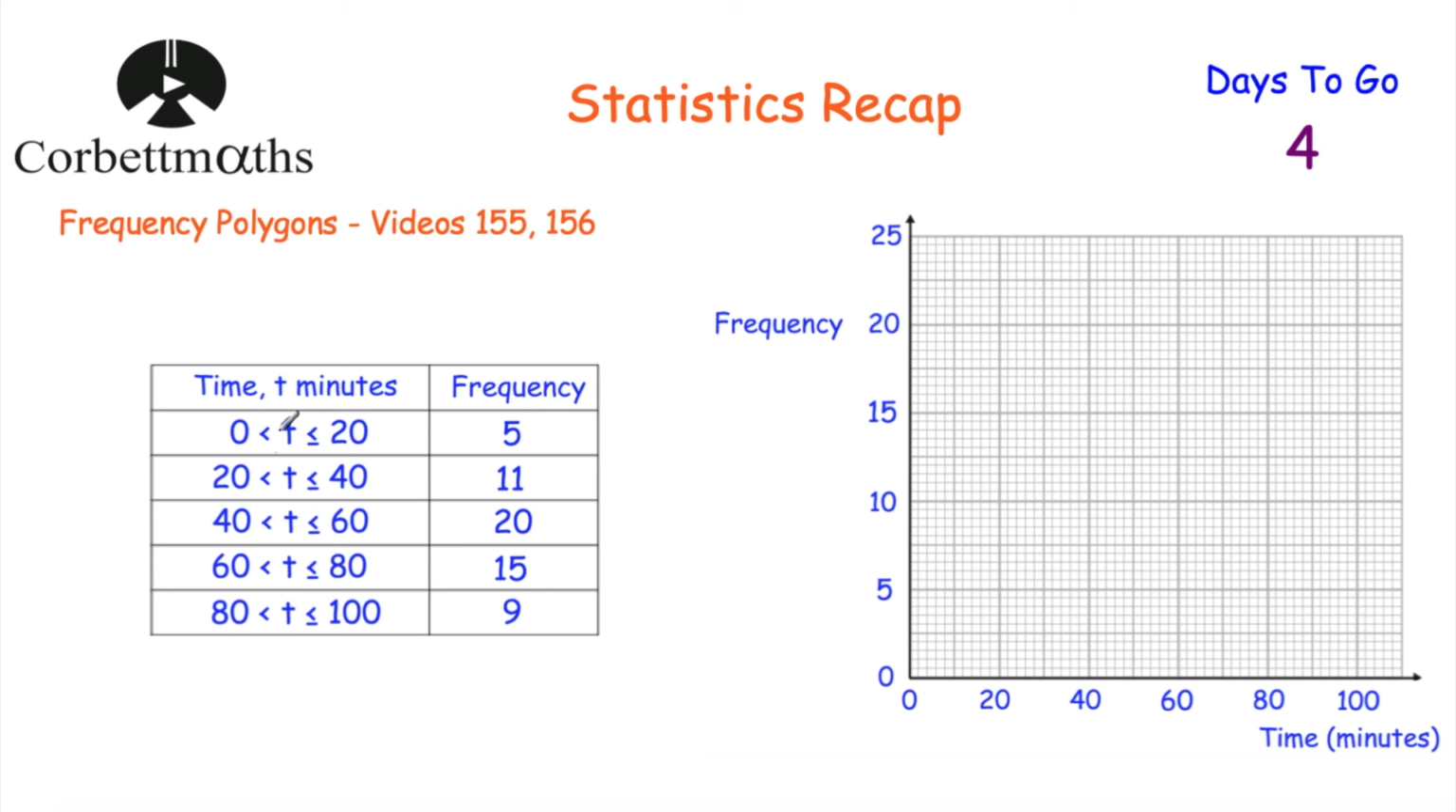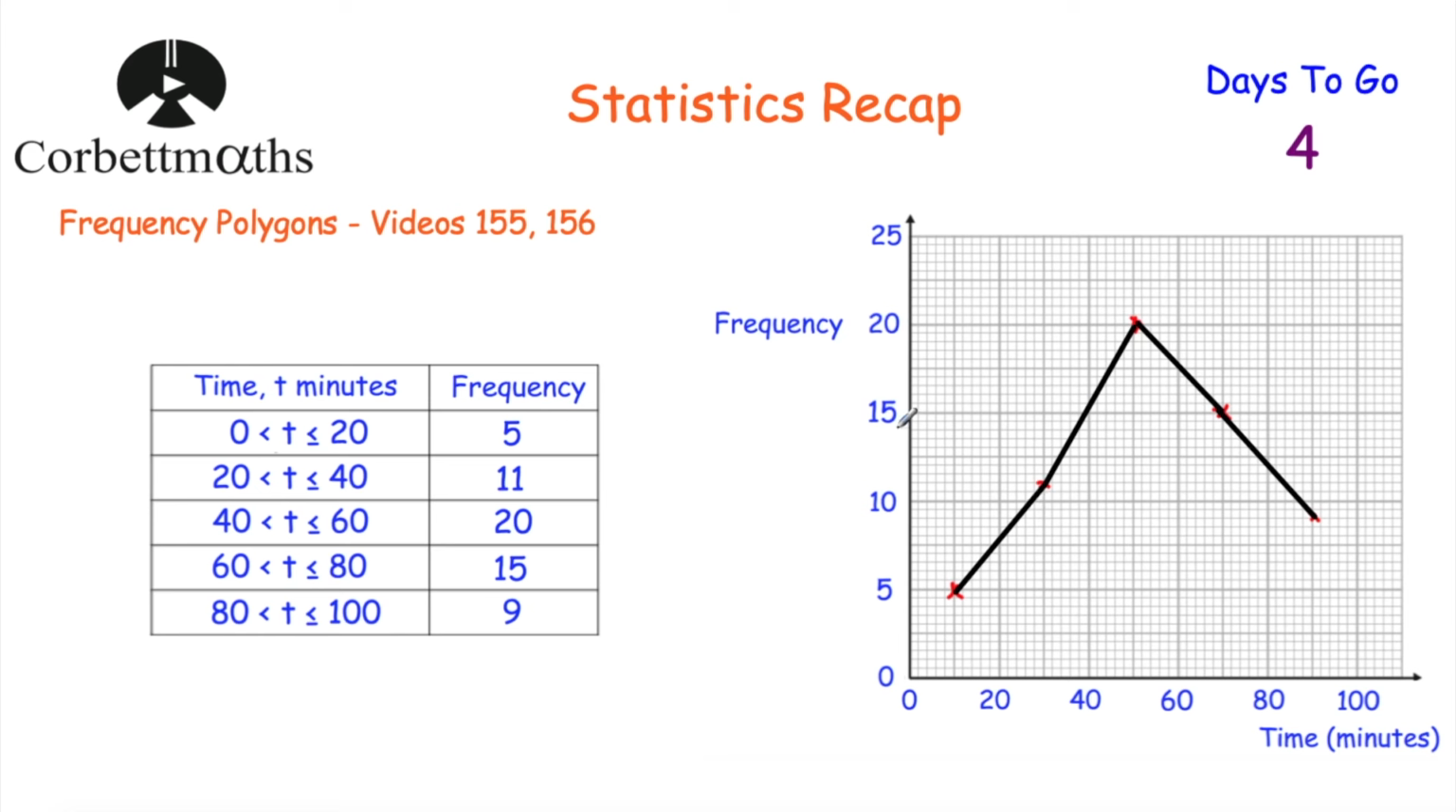So here you'd go 10 across, 5 up, and then 30 across, 11 up, 50 across, 20 up, 70 across, 15 up, 90 across, 9 up. And then after you plot them, it would look something like that. And just make sure that whenever you draw your frequency polygon, you never join up the first one to the last one. You just do the first to second, second to third, and so on. So that's how you draw a frequency polygon.